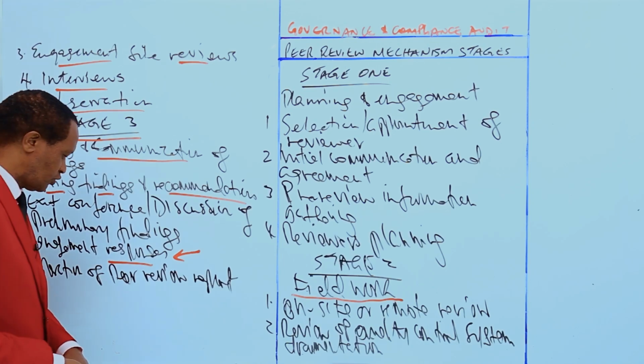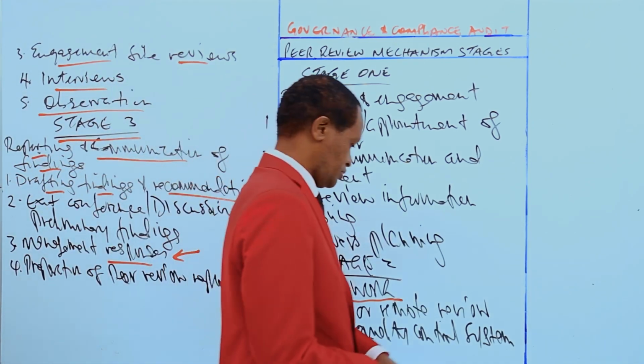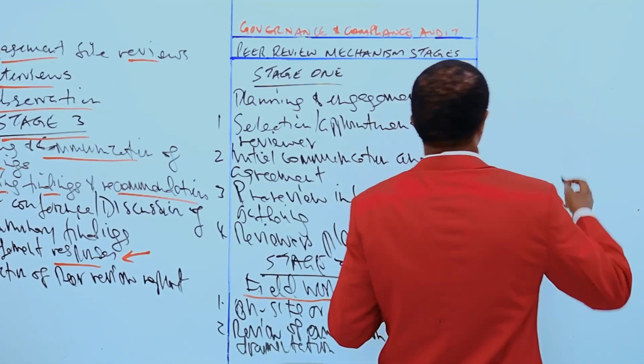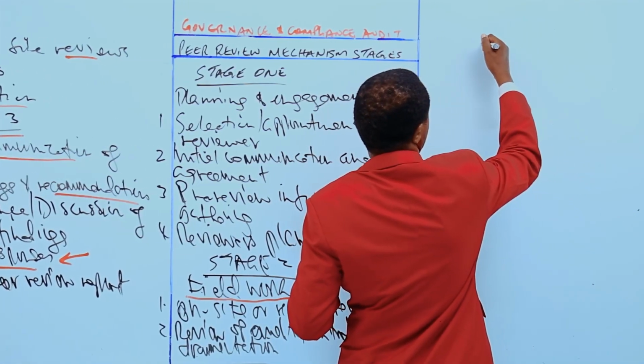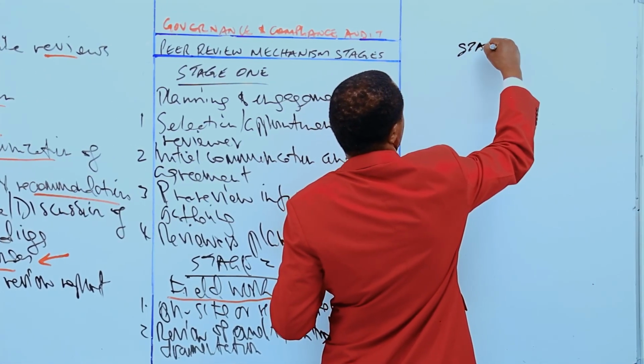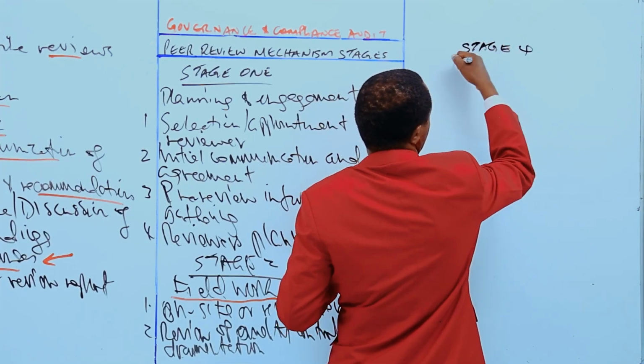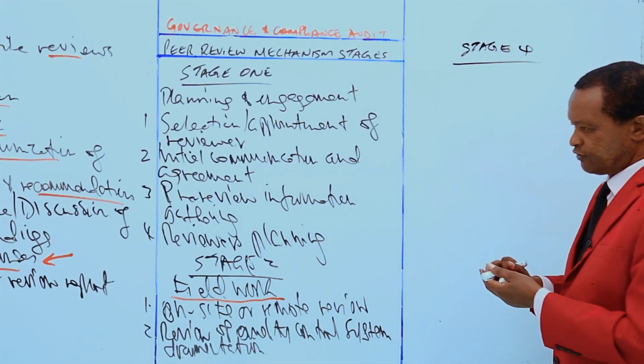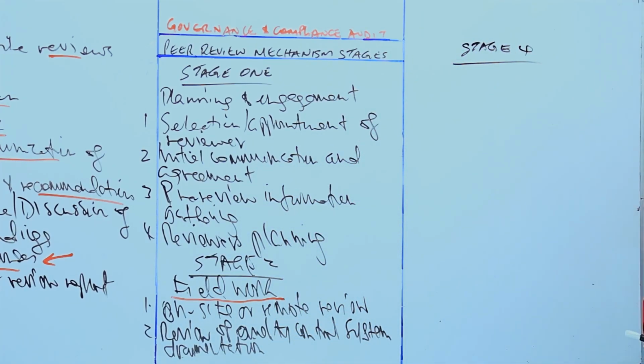Then stage 4. Now the 4th stage is the review and acceptance by the administrative entity.